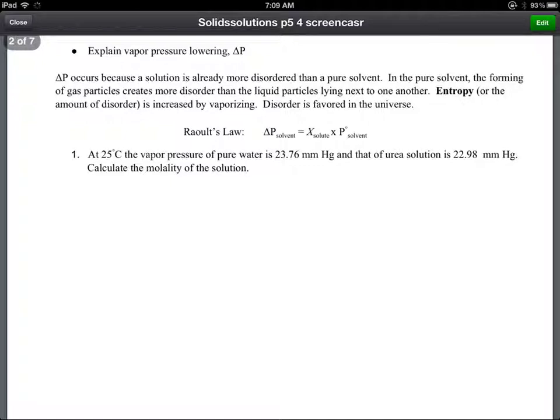So we have a sample problem here at 25 degrees. The vapor pressure of pure water is 23.76 millimeters of mercury. Remember, that's also known as torr. And that of the urea solution is 22.98 millimeters of mercury. So we want to know what the molality of the solution is. So this is another way to determine concentration of solution by measuring this phenomenon. Okay. So pretty much these are plug into the equation, so again, much easier than what we did last with equilibrium.